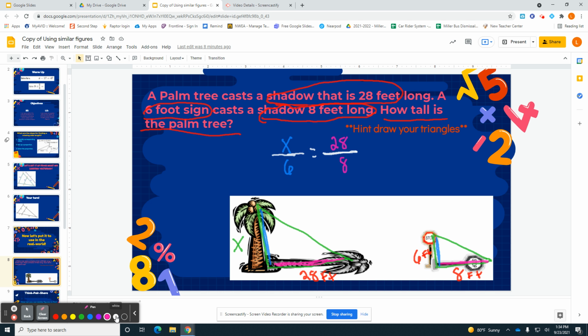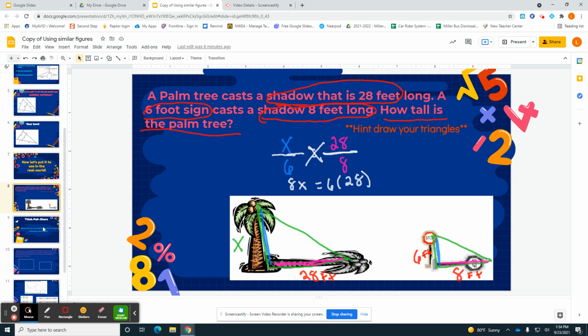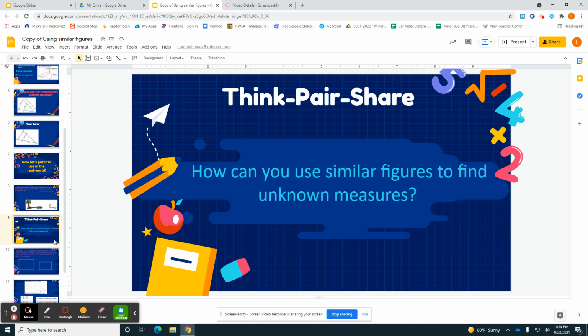So now I can cross multiply and divide. So x times 8, 8x equals 6 times 28. Okay, so I'm not going to finish solving it out. Go ahead and multiply this, and then remember, once you find your cross products, you have to divide. So you're going to find 6 times 28, and then you have to divide. Okay, so moving on to our next problem. Okay, well, the next thing is our think, pair, share. So how can you use similar figures to find unknown measures?